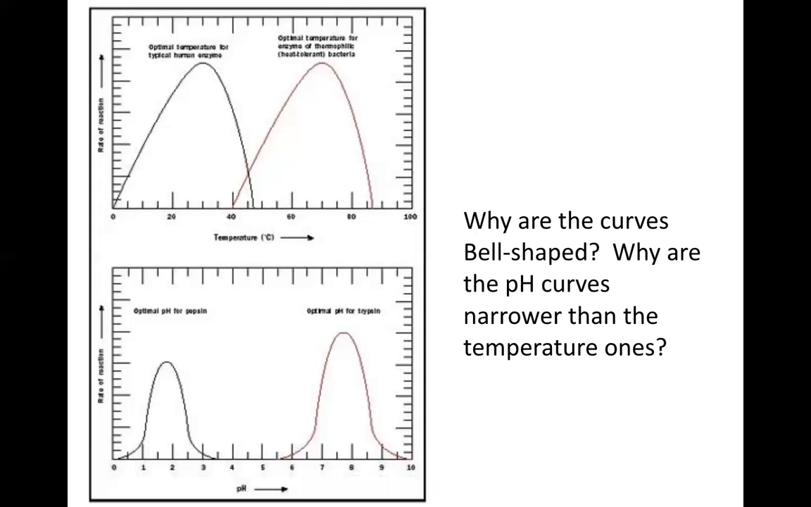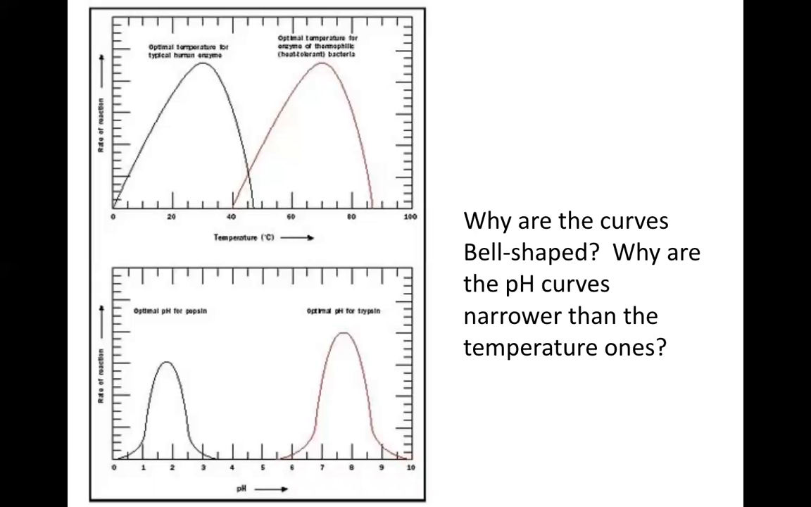One has an optimum pH of a little less than 2, pepsin, and the other one, trypsin on the right, has an optimum pH of around 7.5. The first enzyme was isolated from our stomach. Stomachs are highly acidic to help us digest food. So it functions optimally at a very low pH. The second enzyme is isolated from the intestines, where the pH is around 7.5.